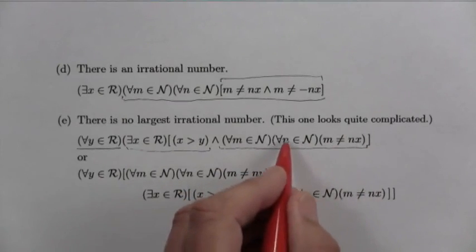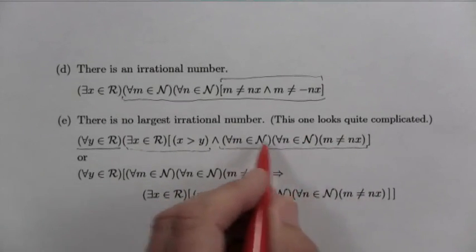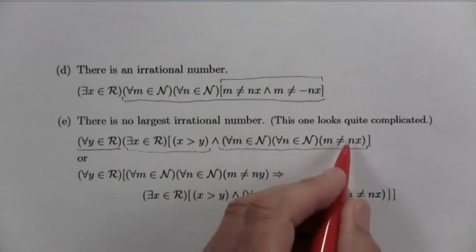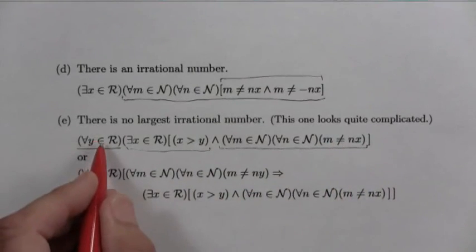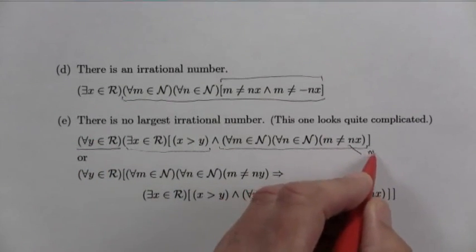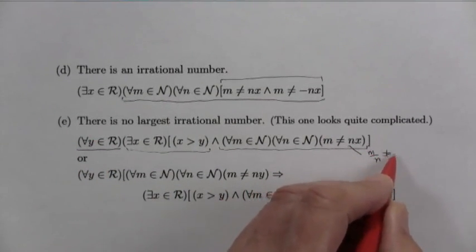And again, because I'm now restricting myself to natural numbers, I think it's cleaner to write it in this way. But you don't have to, because globally we're talking about real numbers, which means that we could in fact here just write m over n not equal to x.